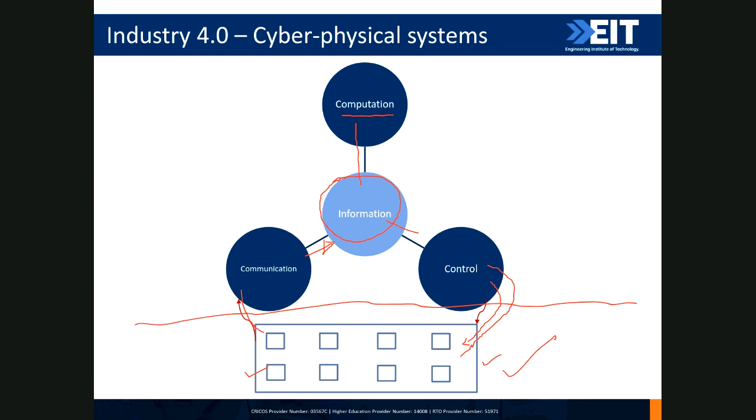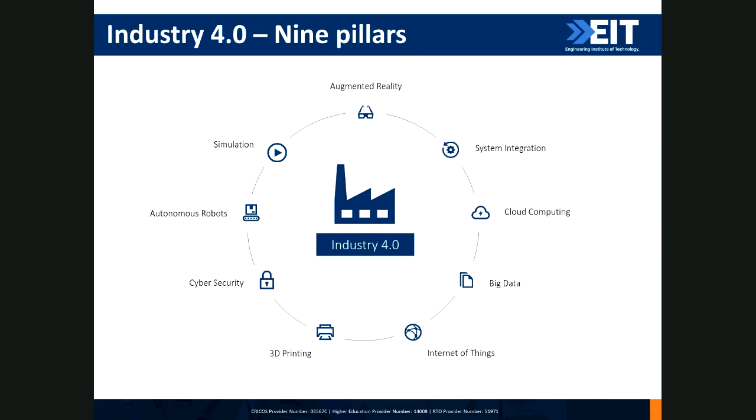Moving forward, what is Industry 4.0 made up of? It is made up of 9 pillars. These 9 pillars will be mostly covered in the next part with Dr. Arti in digital twins. These 9 pillars are Internet of Things, big data, cloud computing, system integration, AR, which is augmented reality, simulation, autonomous robots, cybersecurity, and 3D printing, which is an additive manufacturing process.